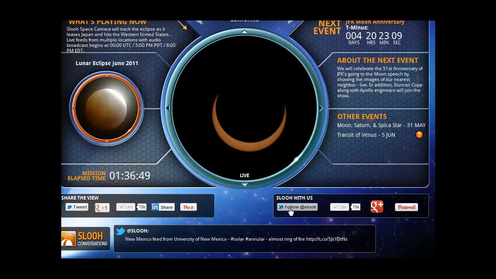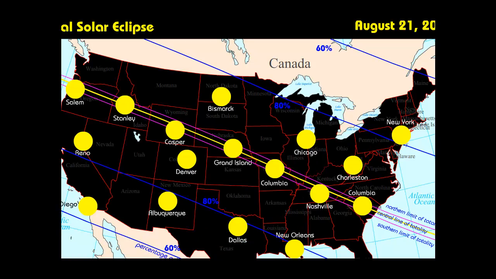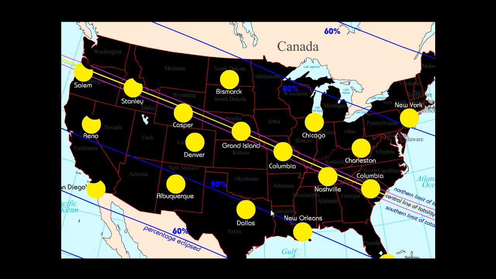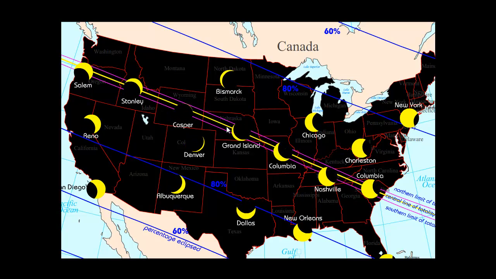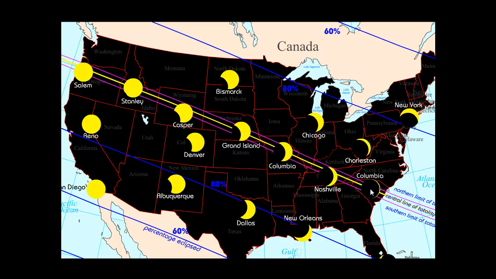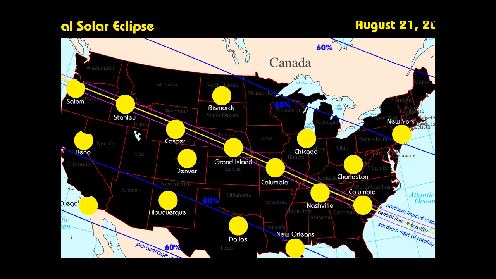We do have an August 2017, I think it's on the 21st, solar eclipse. Let me see if we can make this a little larger. If you watch this, Salem, Oregon, Stanley, Idaho, Casper, Wyoming, Grand Island, Nebraska, Columbia, Nashville, Tennessee, Columbia, South Carolina. That yellow line is going to be the totality. It's going to go through there. This is, again, August 21st, 2017. They go through this site.